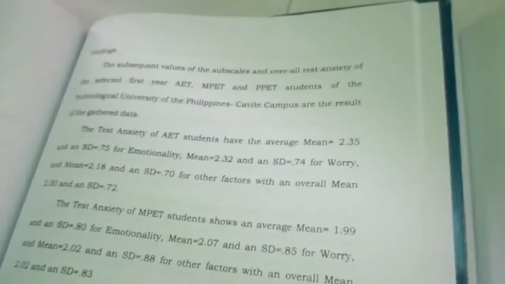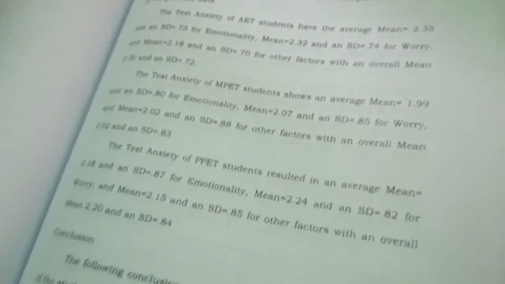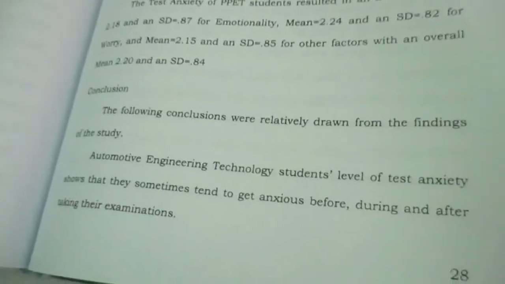The findings of the research studies are presented in numeric form. The conclusions are in adjective or descriptive form. The findings and conclusions follow the order of the problem in chapter 1.